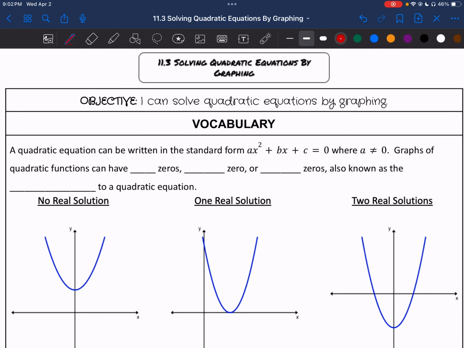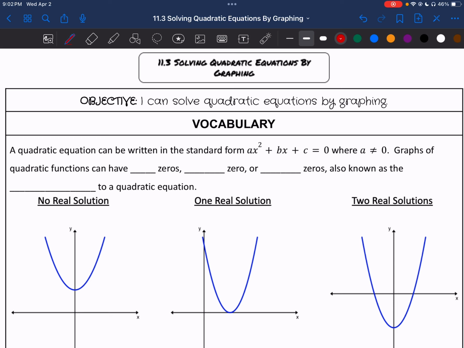Hello, and welcome to Module 11.3, Solving Quadratic Equations by Graphing. Our objective for today is that I can solve quadratic equations by graphing. This is going to be our first lesson on how to solve quadratic equations.